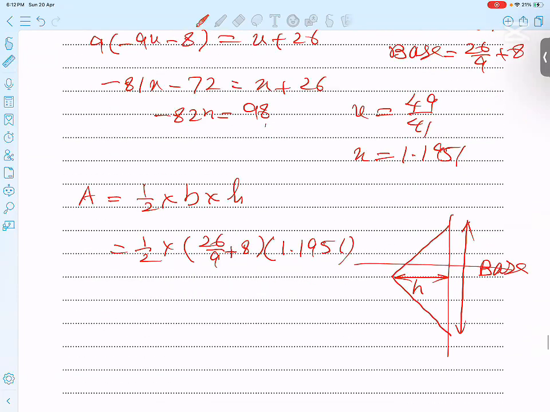1951. I'm going to finalize it into 1 over 2 into 26 divided by 9 plus 8. So I'm going to finalize my answer, and this turns out to be 6.50677. But I need 3 SF and unit square. So this is my final answer. This is a little bit hard. I hope you understood.